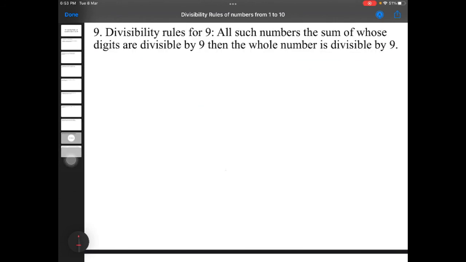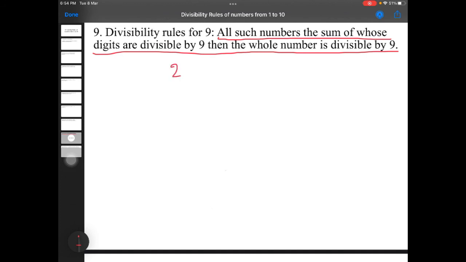The divisibility rule for number 9 says all such numbers whose sum of digits is divisible by 9, then the whole number is divisible by 9. Here the rule is the same as for the number 3. It means any number, if we add the digits of that number and the sum of those digits is divisible by 9, then that whole number is divisible by 9.